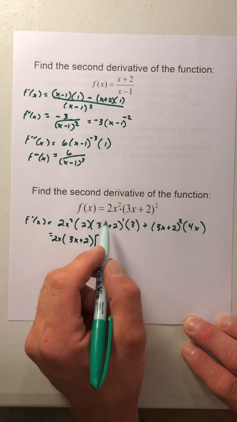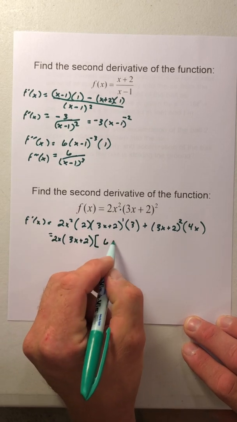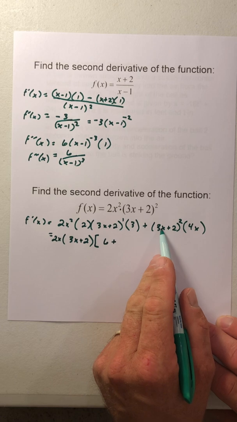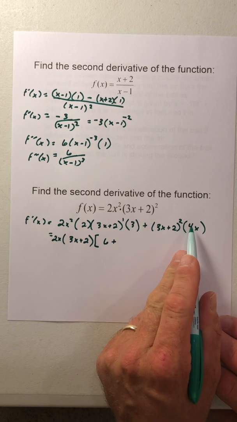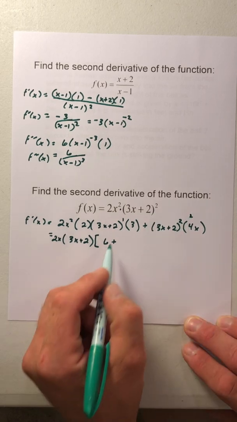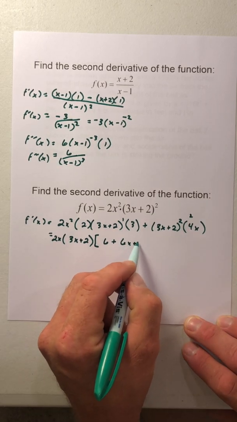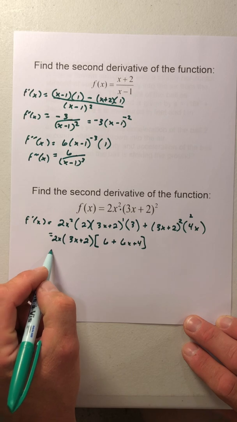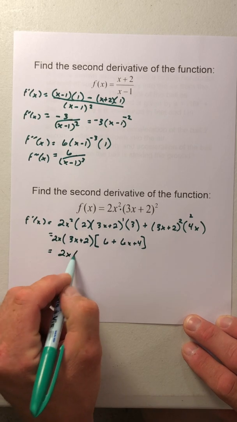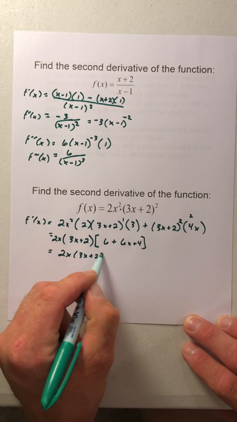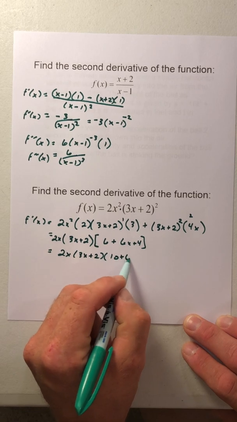But if I do, then I'm going to end up with a 6 here, and then add a (3x + 2) times 2. I took a 2x out of the 4x, leaves me with a 2 there. So it's going to leave me with a 6x plus 4. So I've got 2x, (3x + 2), and then 10 plus 6x.